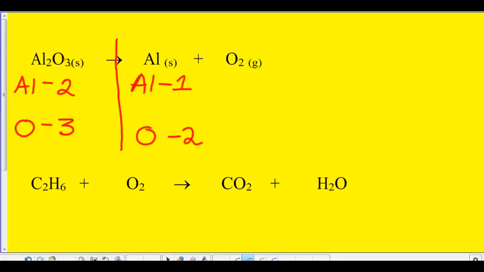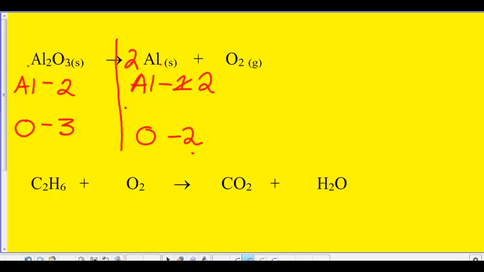What I mean by that is it's pretty easy right now to fix my aluminums. I have 2 over here. How can I get 2 over here? Well, you might not want to do this, but we could put a 2 there. 2 times 1 gives you 2 aluminums. But if you think 1 step ahead, your oxygens are not equal. You have 2 over here and 3 over here. That's kind of a problem, because in order to fix my oxygens, I'm going to change my aluminums, which is going to mess this up.